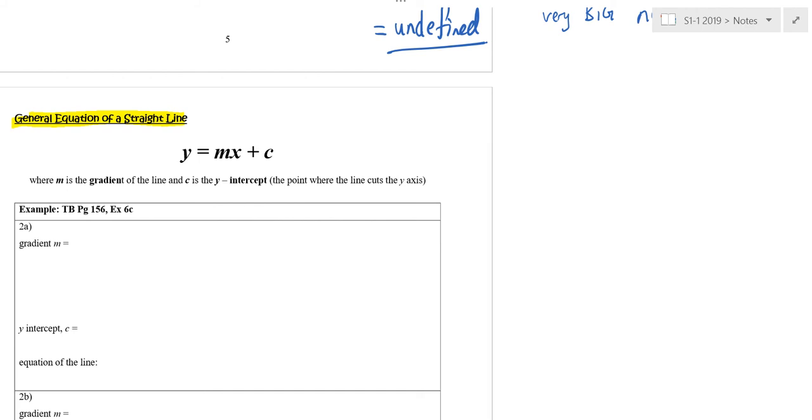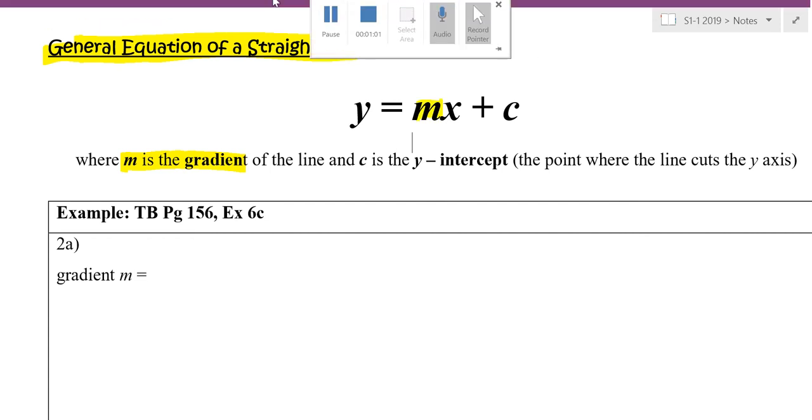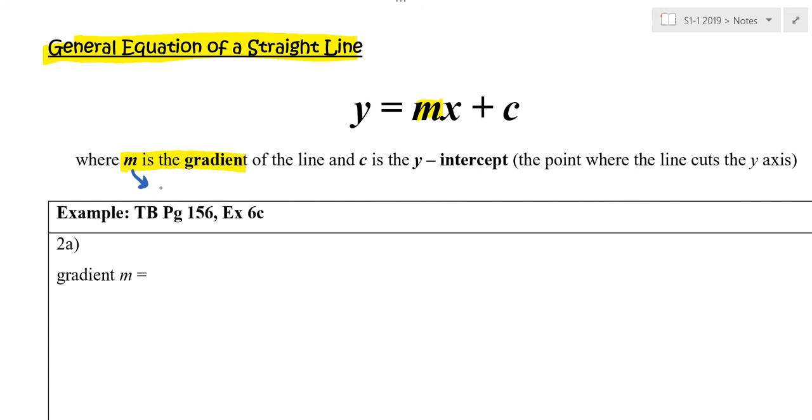Okay. So let's start by understanding this equation. Now, what does this equation mean? Can you underline the word M? M stands for what? Gradient. And where is this gradient? This gradient is a number in front of X. Can you write explicitly, this is a number in front of X. So, by knowing the number, you will know whether the line is steep or gentle. Is it sloping up or is it sloping down? Straight away you will know.